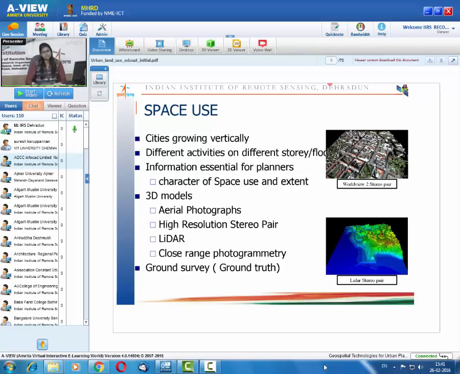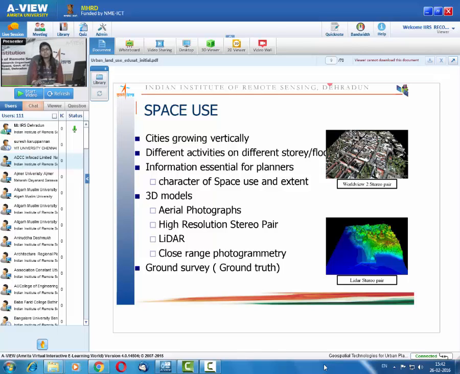Then we have close range photogrammetry. Close range photogrammetry is a part of terrestrial remote sensing, where cameras are helpful in taking point cloud data of the entire facade of the area and building the 3D. The ground survey, of course, is helpful in ground truthing, without which a 3D is incomplete.